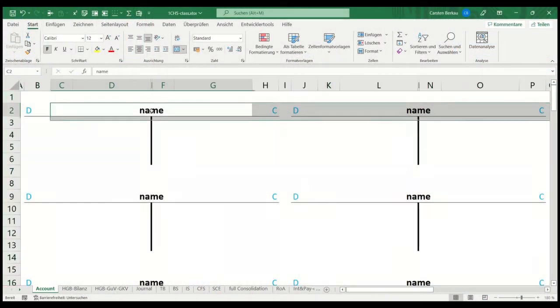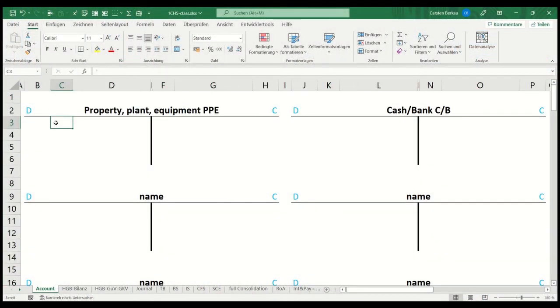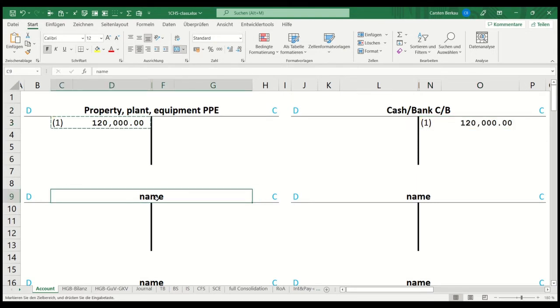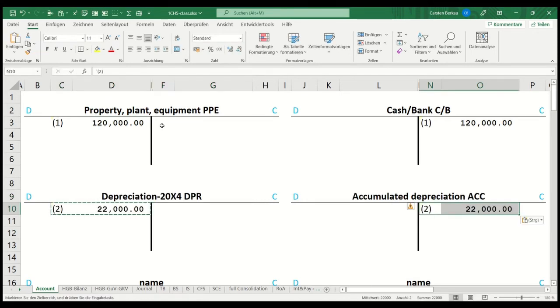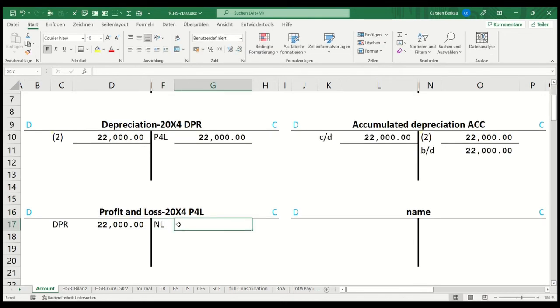I start with the acquisition. My bookkeeping entry number 1 is debit entry PPE, credit entry cash bank. Next, I record depreciation. The bookkeeping entry is debit entry depreciation in 2004, credit entry accumulated depreciation. In the next step, I close off all the accounts, as we will do at the end of 2004. That will give us a net loss to the extent of 22,000, which will be transferred to the retained earnings account. We are going to skip that step here.